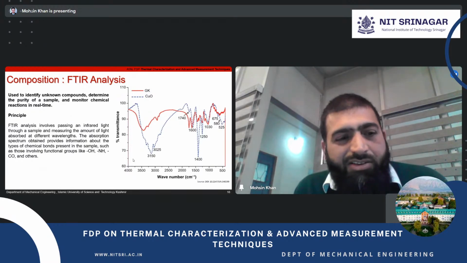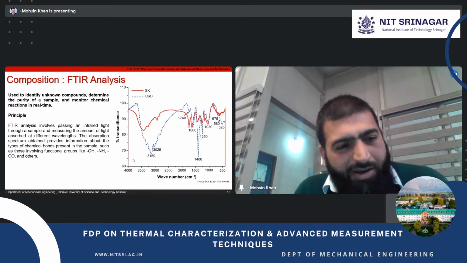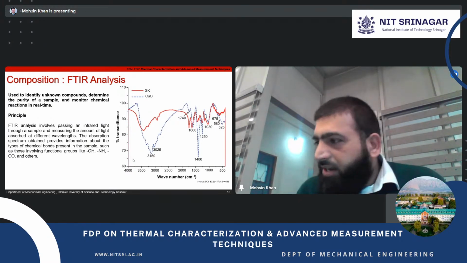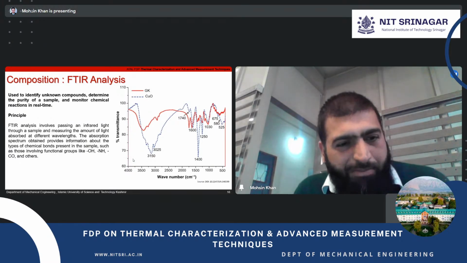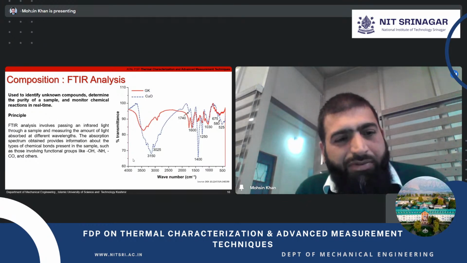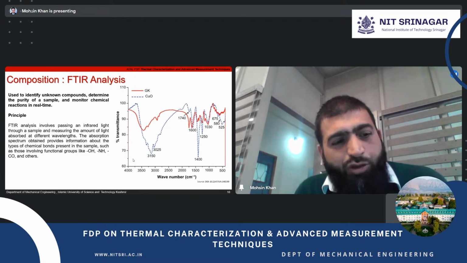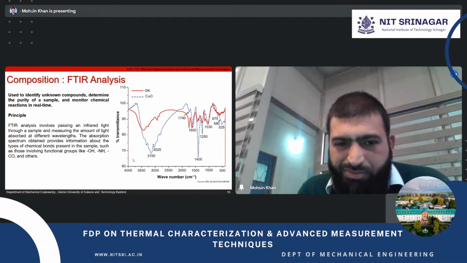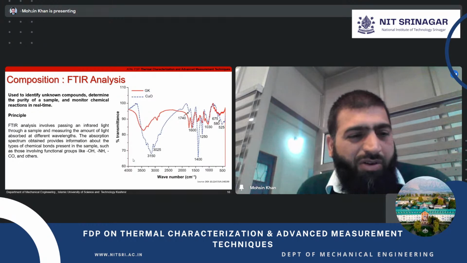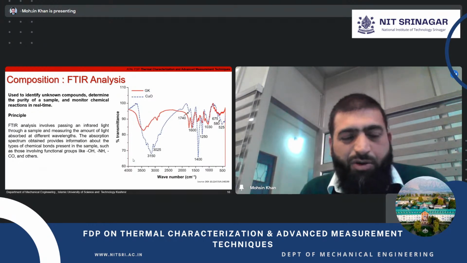See what FTIR analysis does. It involves passing infrared light through a sample and measuring the amount of light absorbed at different wavelengths. The absorption spectrum obtained provides information about the types of chemical bonds present in the sample, such as those involving functional groups like OH, NH, and CO, and others.